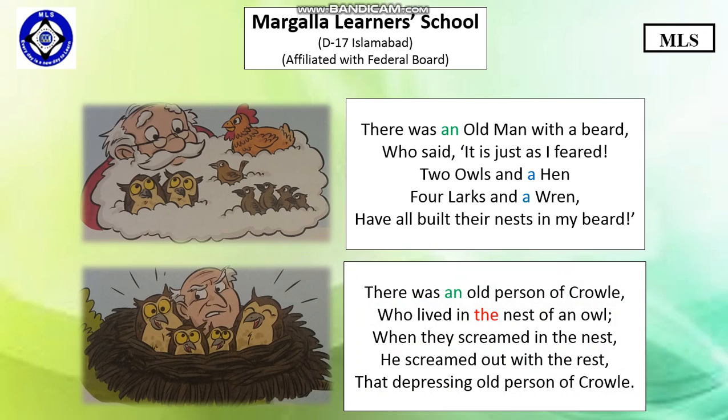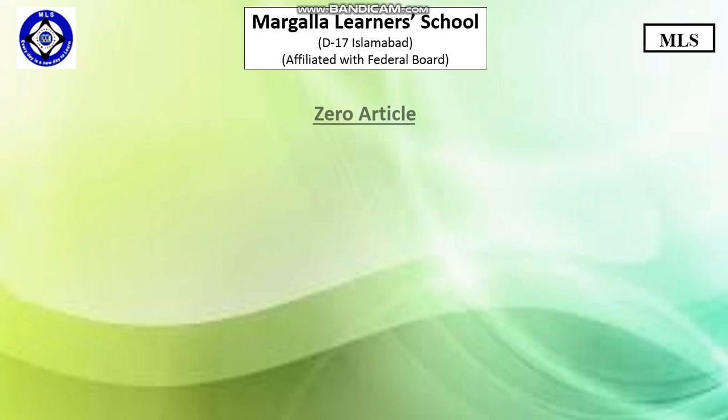Now, here you can see we are just generally talking about the old person, but we are specifying the nest in which he lived, which is the only nest we are talking about, which is the nest of an owl. Now that you know about definite and indefinite articles, let's come to zero article on page number 12.